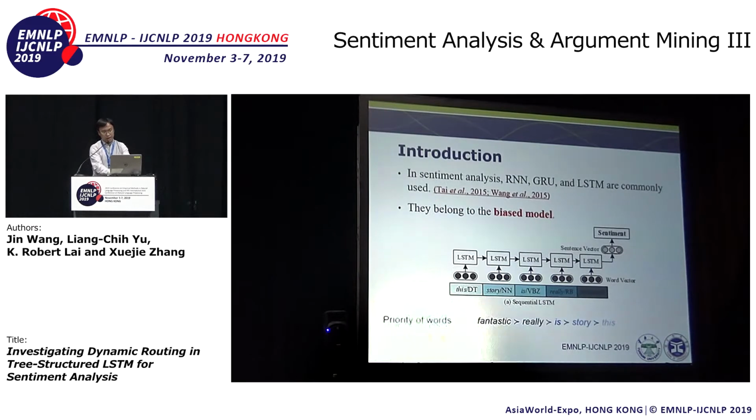In sentiment analysis, sequential neural networks, such as recurrent neural networks, gated recurrent units, and long short-term memory, are commonly used due to their ability to capture long-distance dependency in sequential text. However, these models belong to biased models, where the words in the tail of a sentence are more heavily emphasized than those in the head for building sentence representation.